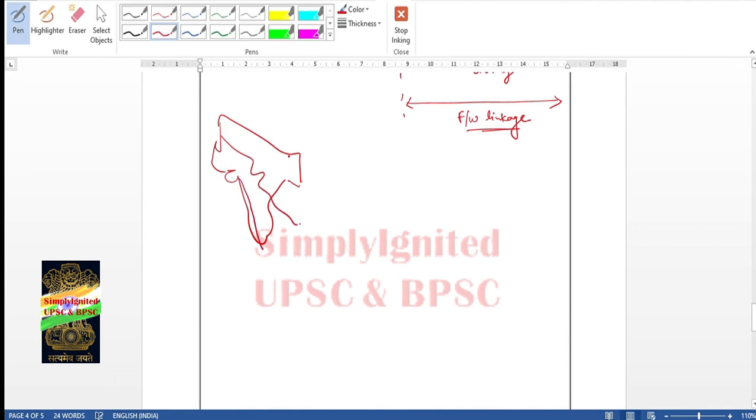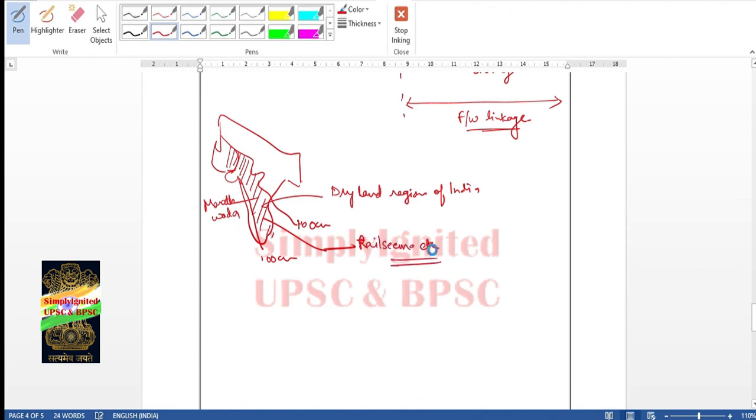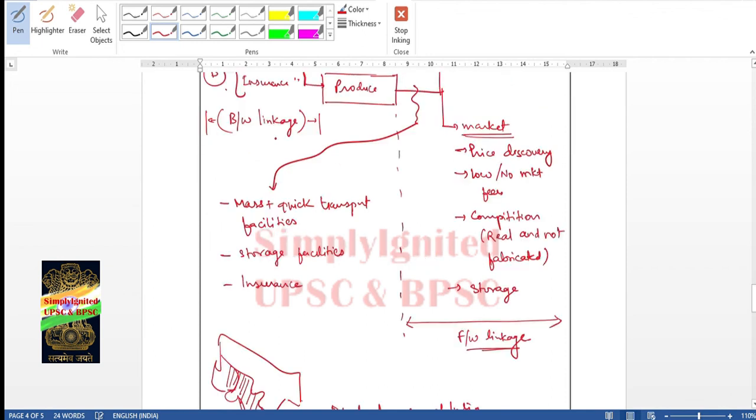So this is your region, mark it like this. This is 100 centimeter isohyet, this is also 100 centimeter isohyet. So this is dry land region of India. Special mention, this Marathwada, this is Rayalaseema, etc. Like this, you make a map and you get marks. You got the point. So this is with respect to agriculture.